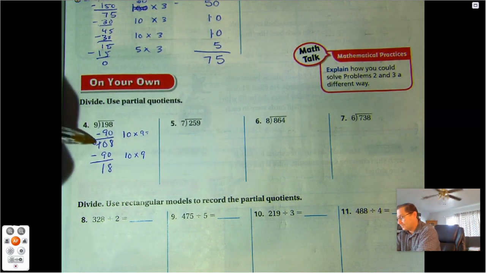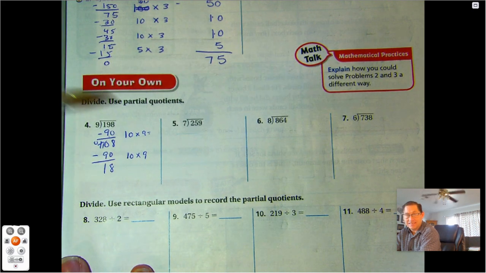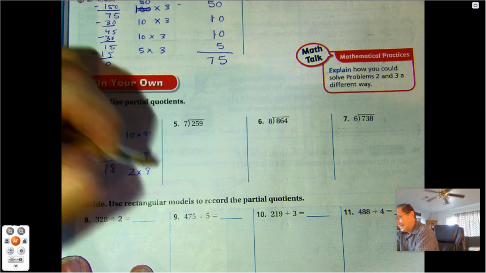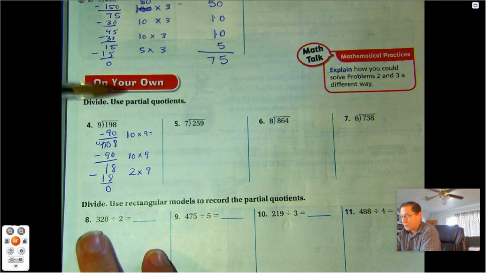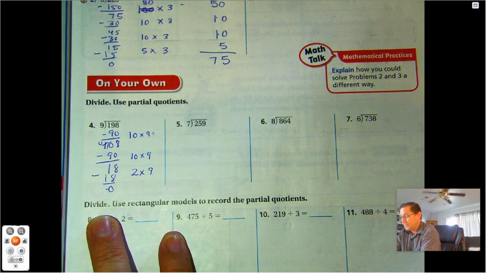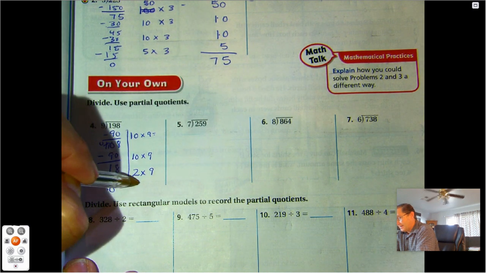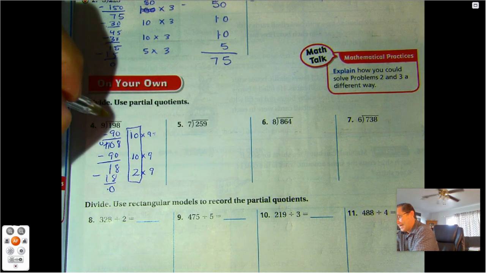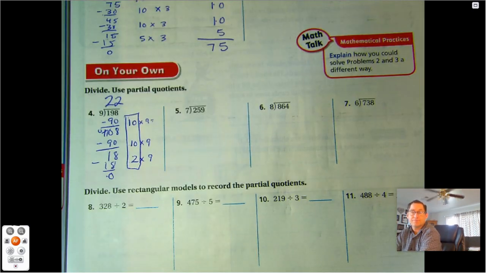Okay, 18. I can't take away 10 sets of 9, but 9 times 2 is 18. 18 take away 18 is 0. What's left is 0, which is clearly less than the divisor. So what did we add? We have 10, 20, 22 sets of 9s equals 198.